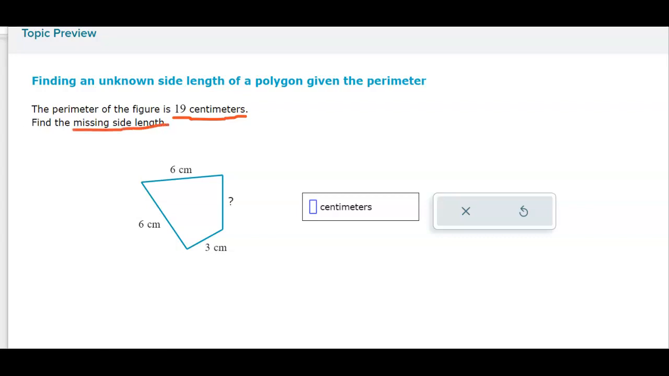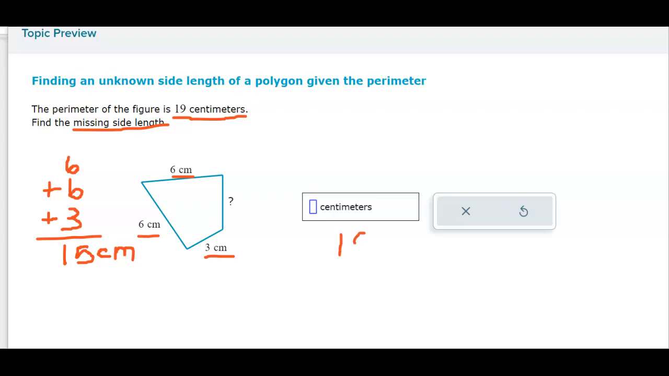So what we have to do is add up all of the numbers that we already have for the sides of the polygon. So we'll add up 6 plus 6 plus 3. And I got those here, 6 plus 6 plus 3. 6 plus 6 is 12, and 12 plus 3 is 15. So far, all 3 sides that we have, when we add them together, give us 15 centimeters.